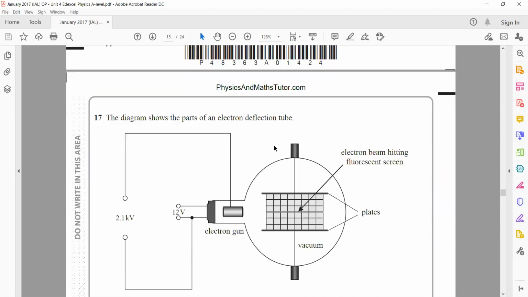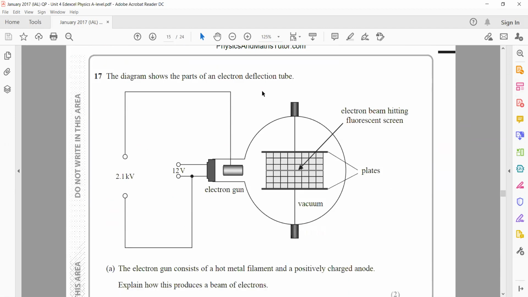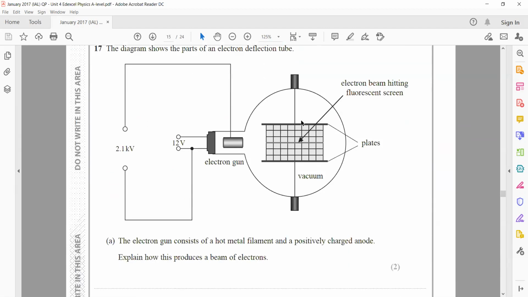Okay, in this question, the diagram shows a part of an electron deflection tube. You have a vacuum, 2 electrodes are there, and an electron beam hitting a fluorescent screen. When this electron beam hits the fluorescent screen, that point will light up or give off light. 2.1 kilovolt is applied, and between the two electrodes, the voltage is 12 volts.